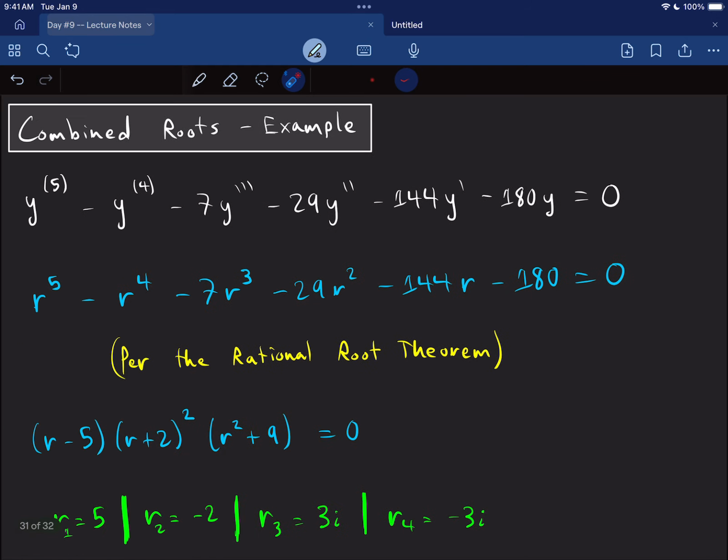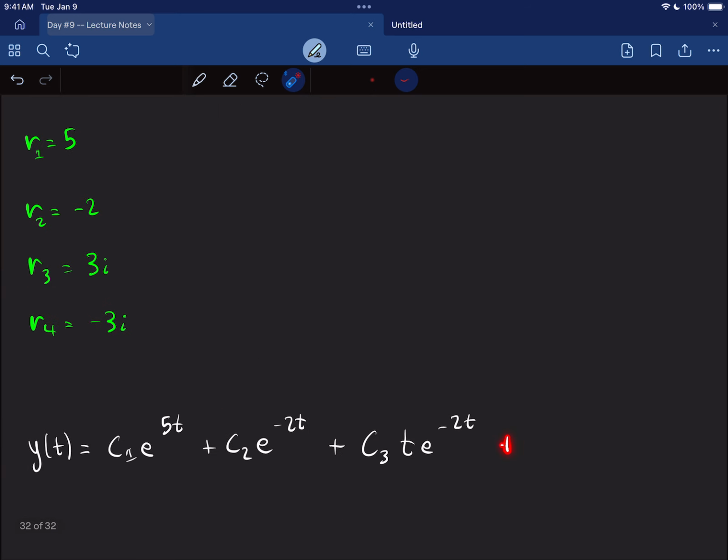Now, I said I would come back to this. I would hint at this. If this was cubed instead of squared, it's not. But if this was cubed, then I would add a c4 t squared e to the -2t. And if instead of being cubed, it was to the fourth, then I would add a c5 t cubed e to the -2t. You just keep adding the extra t until you have enough of those that you need. So there's that.